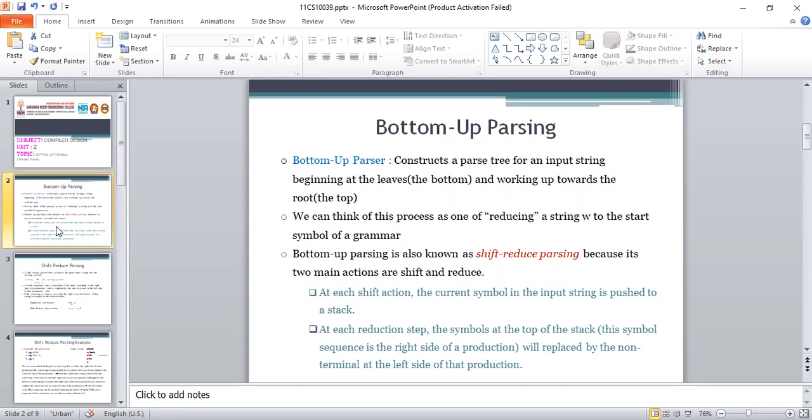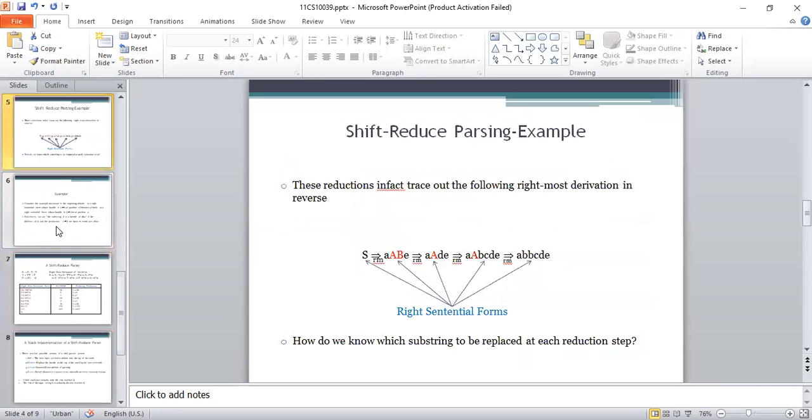In bottom-up parsing, it starts from the leaf nodes of a tree and works in an upward direction till it reaches the root node. Here we start from a sentence and then apply the production rules in reverse manner in order to reach the start symbol. We can see the image here.